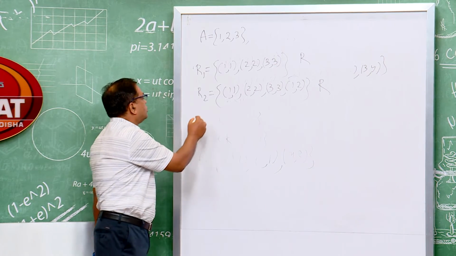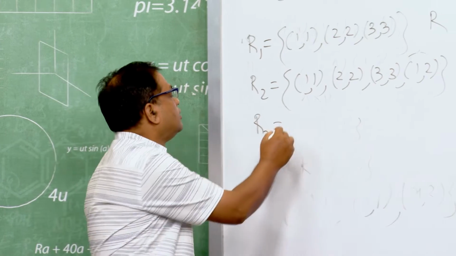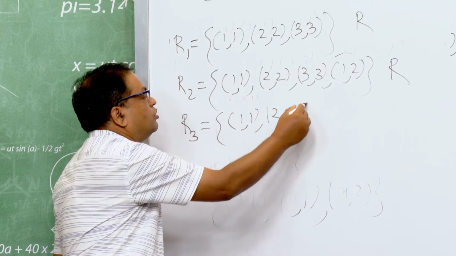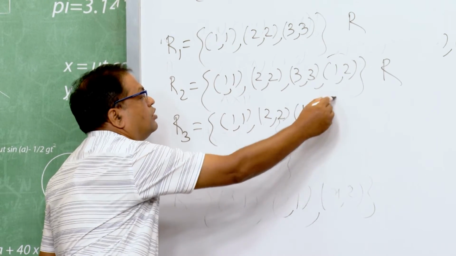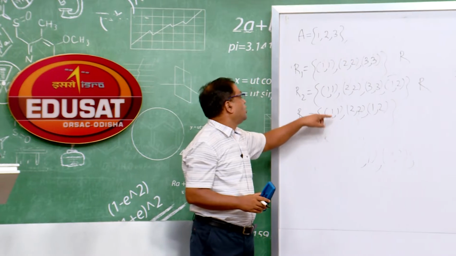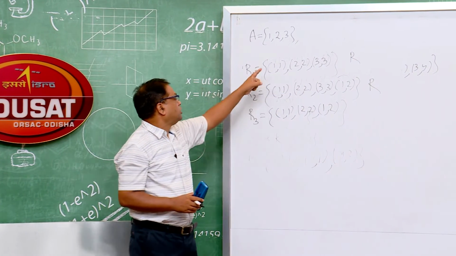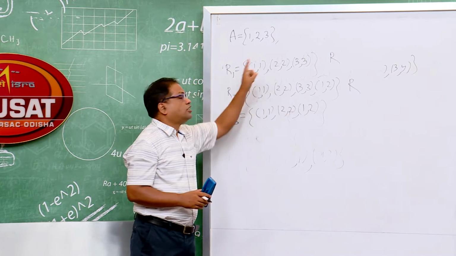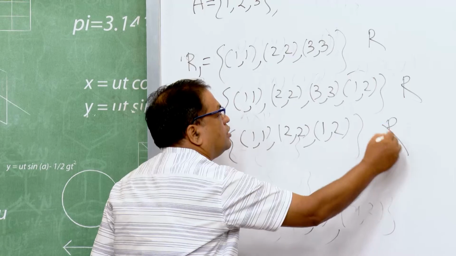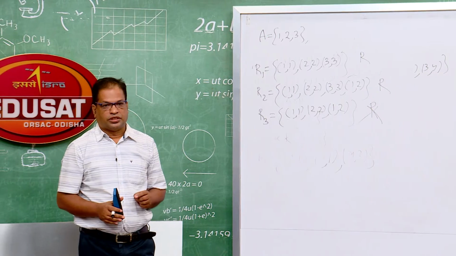Now, suppose we take R3, third example: (1,1), (2,2), (1,2). Now, whether this is reflexive or not. Here (1,1) is there, 1 is related to 1, and (2,2) is there, 2 is related to 2, but there is no (3,3). So, this is not reflexive. For reflexive, every element should be related to itself.